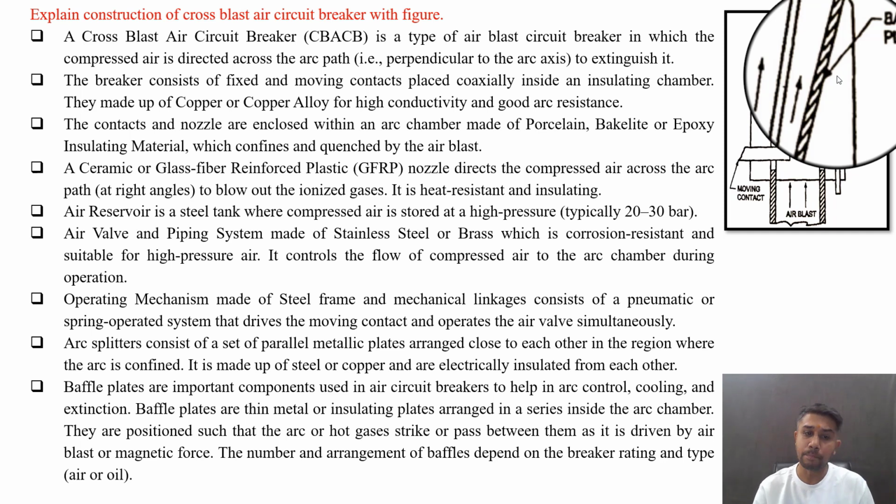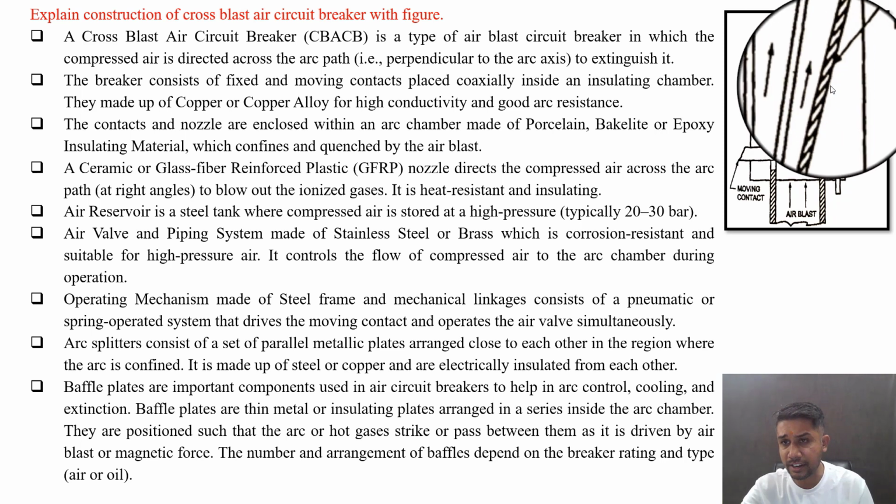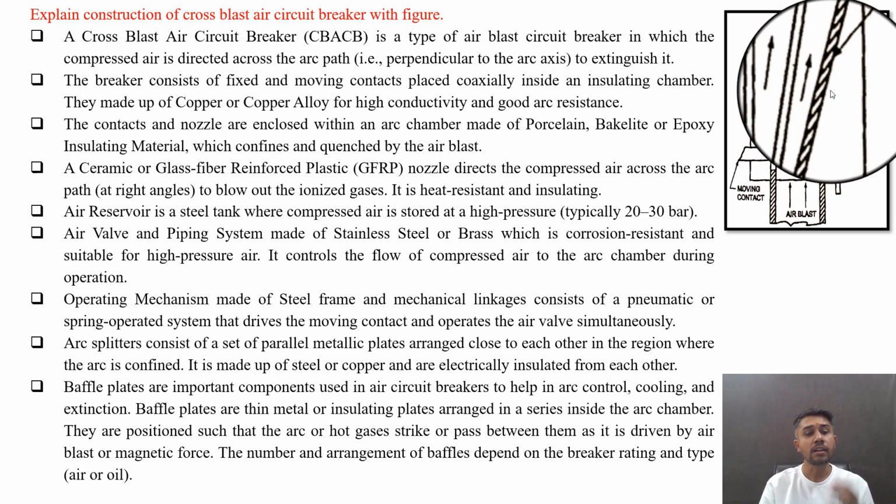Baffle plates are an important component used in the air circuit breaker to help in arc control, cooling and extension of the arc. These baffle plates are thin metal or insulating plates arranged in series inside the arc chamber. You can visualize this. This is the arc chamber and these baffle plates are arranged in the arc chamber. They are positioned such that the arc or hot gases strike or pass between them as it is driven by the air blast or magnetic force.